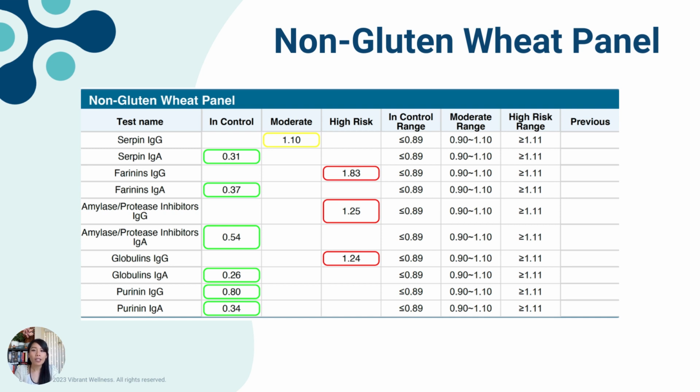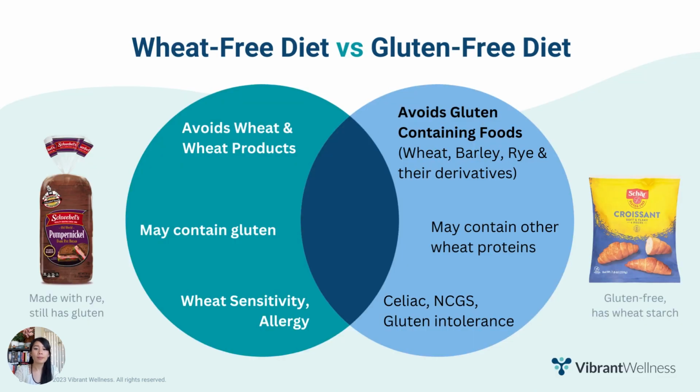Part of the Vibrant Advantage is our non-gluten wheat panel. Other proteins in wheat that are not gluten are going to be things like serpins, farrinins, amylase and protease inhibitors, globulins, and purinins. These non-gluten wheat proteins can cause inflammation due to a wheat sensitivity, and some people are actually more reactive to wheat proteins than they are to gluten itself. So based on these results, you can help the patient decide if they should be gluten-free and or wheat-free.